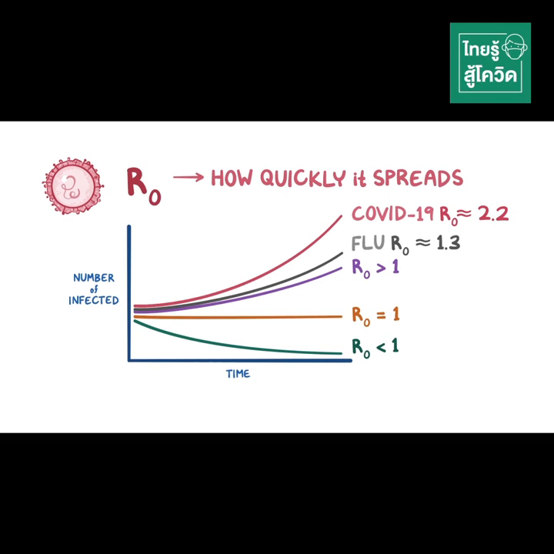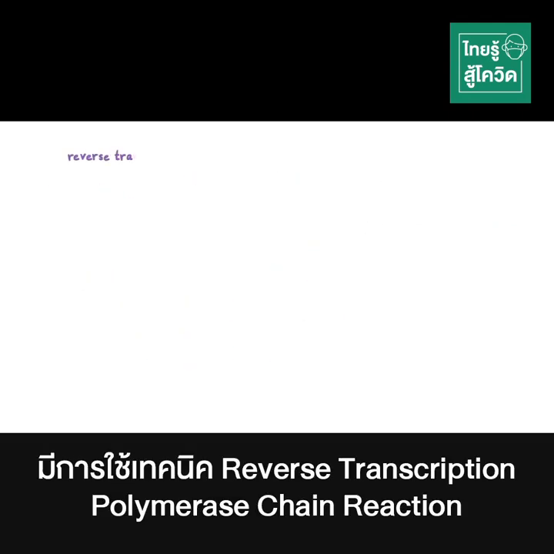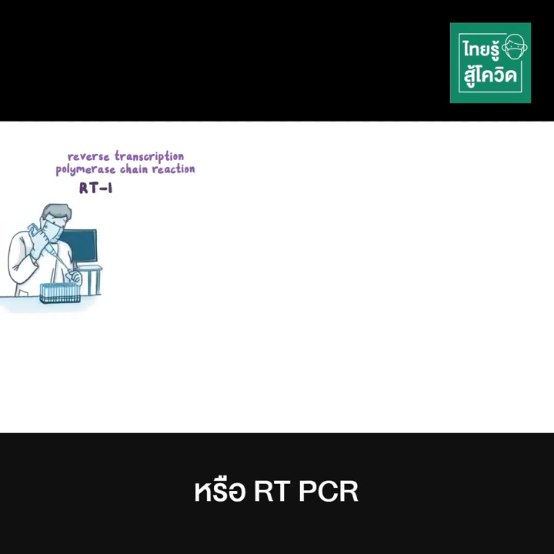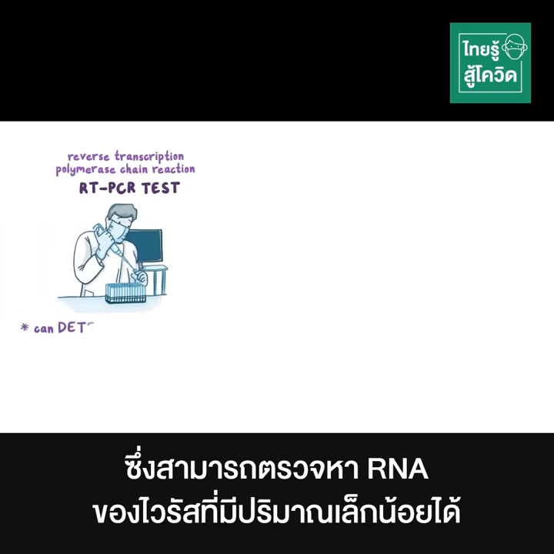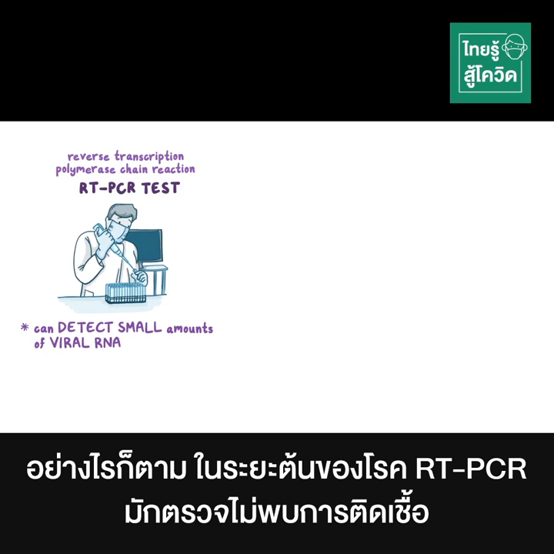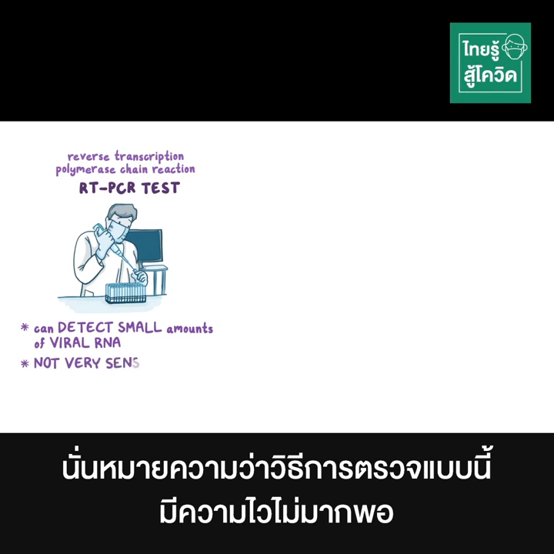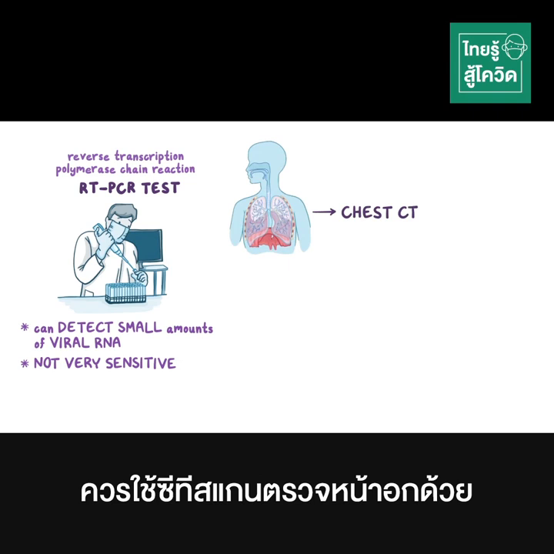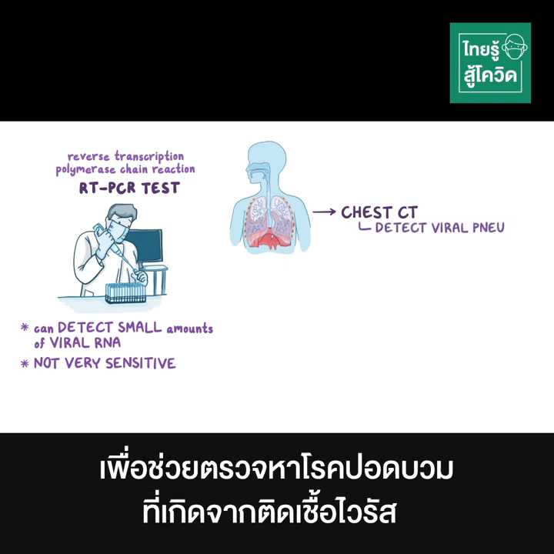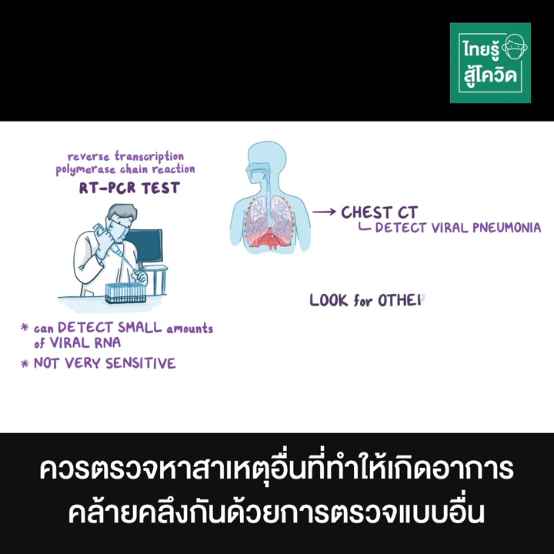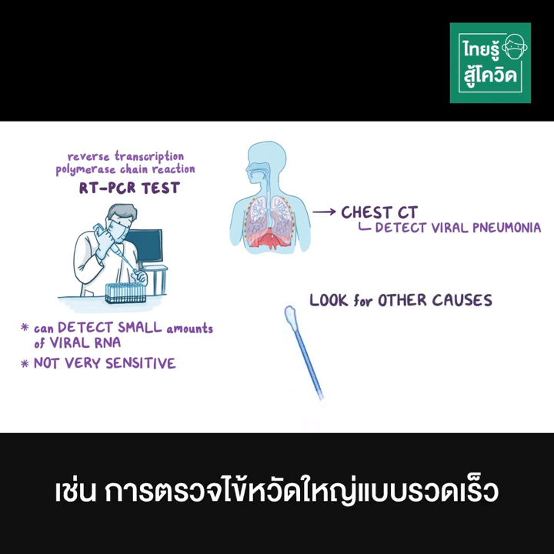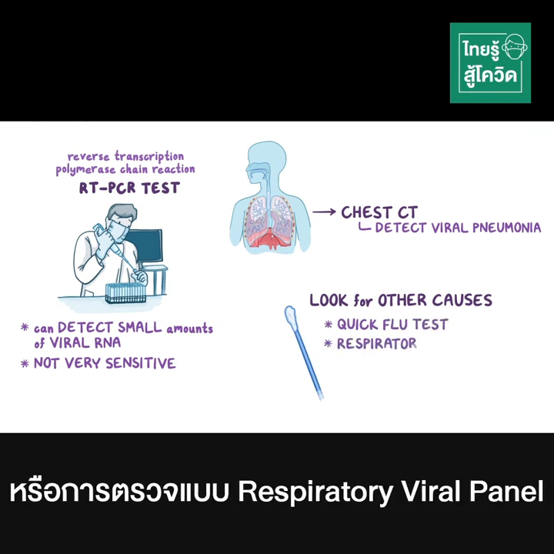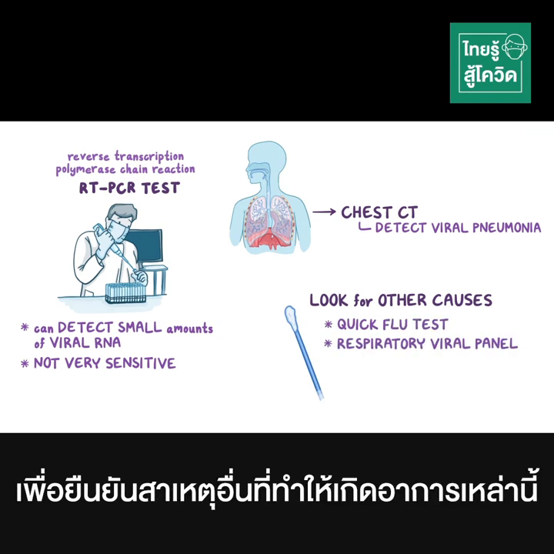To confirm the diagnosis, a reverse transcription polymerase chain reaction, or RT-PCR test, can be done, which can detect very small amounts of viral RNA. It's worth mentioning, however, that early in the disease, the RT-PCR can often miss the infection altogether, meaning that it's not very sensitive. So, if severe pulmonary disease is suspected, a chest CT should also be done to help detect the presence of viral pneumonia. It's also important to look for other causes of similar symptoms, by doing things, for example, like a quick flu test or a respiratory viral panel to look for alternative causes of the symptoms.